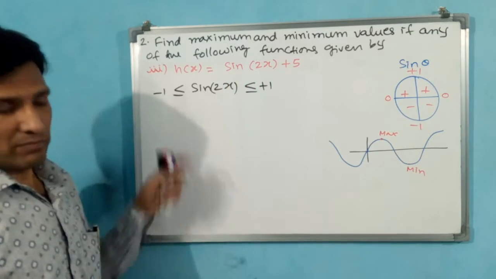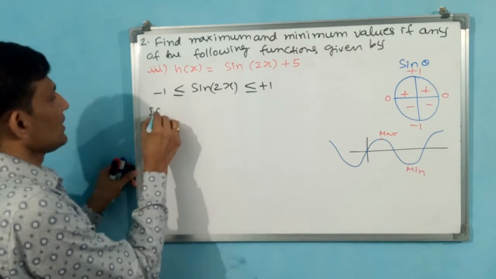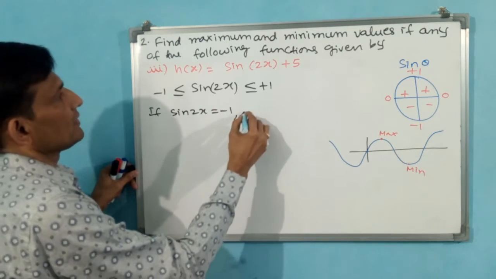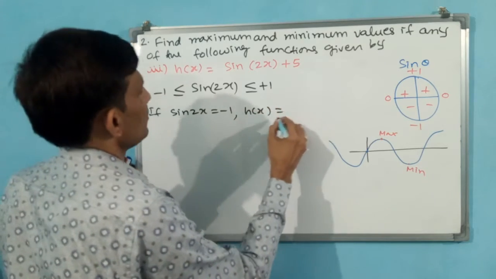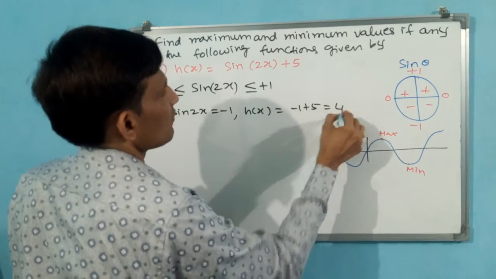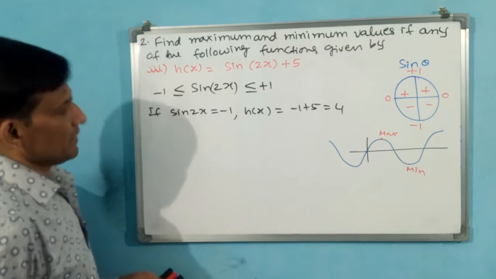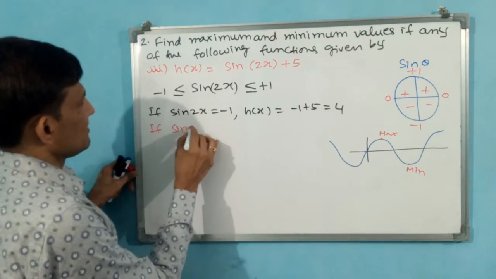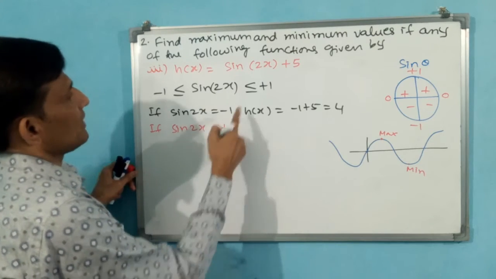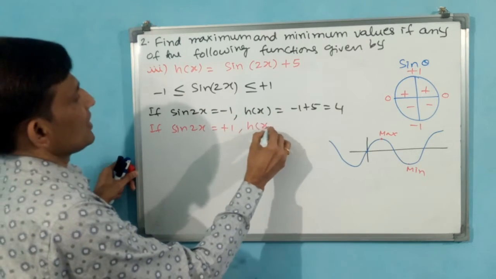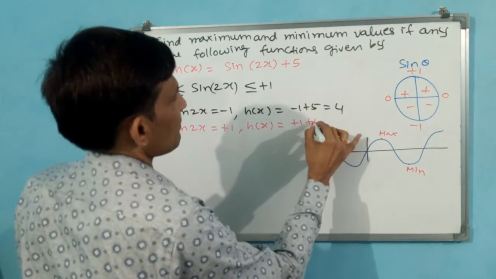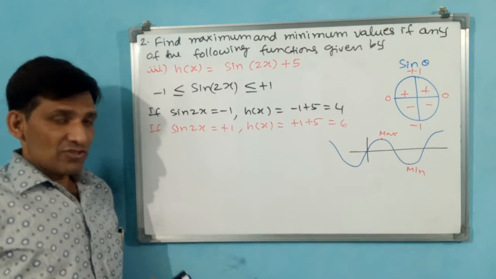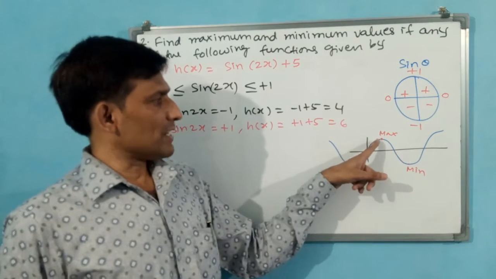If sin 2x is equal to minus 1, h of x is equal to minus 1 plus 5, that is equal to 4. If sin 2x is equal to plus 1, h of x is equal to plus 1 plus 5, that is equal to 6. Now you tell me, is there a turning point? Definitely a turning point. Why? Because this is the turning point.